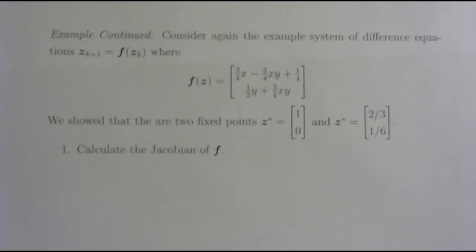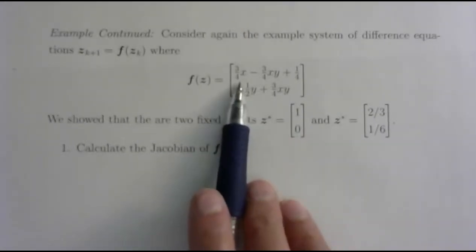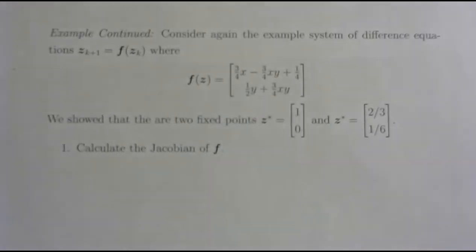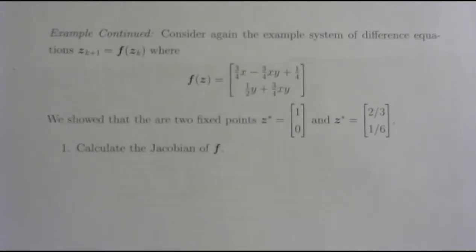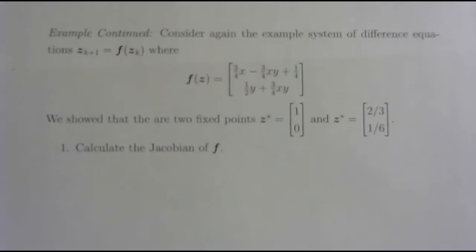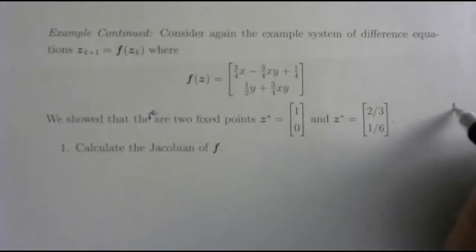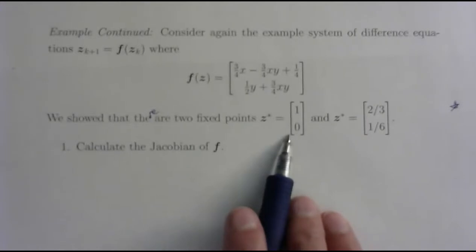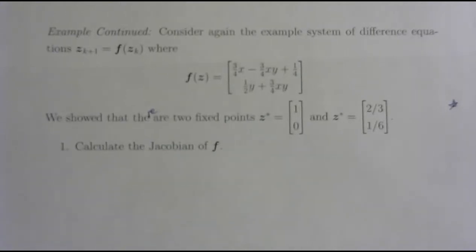So just so you remember, we had an f of z that looks like this: f1 is 3/4 x minus 3/4 xy plus 1/4, and then f2 is 1/2 y plus 3/4 xy. So we showed that there are two fixed points at (1, 0) and (2/3, 1/6). So let's calculate the Jacobian.